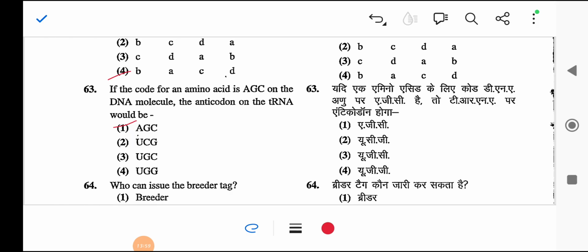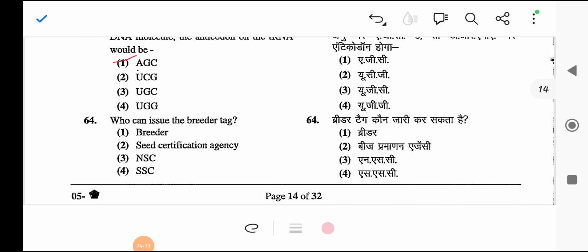So remember whether it is given DNA or whether it is giving mRNA. Next is, who can issue the breeder tag? Breeder tag could be issued only by the breeder.